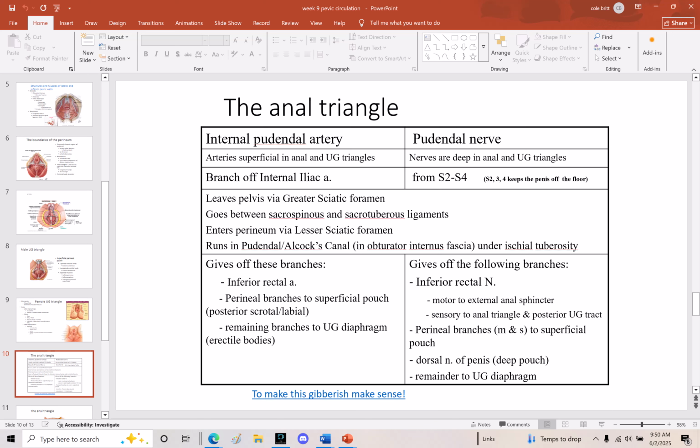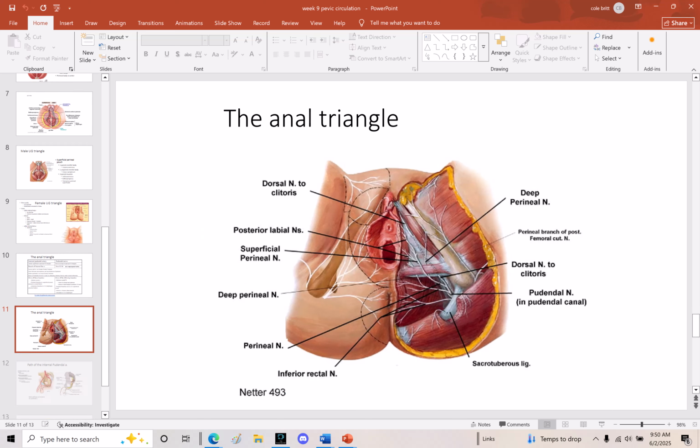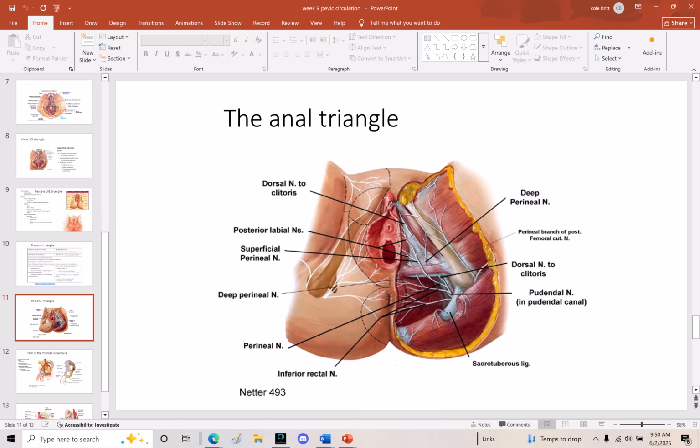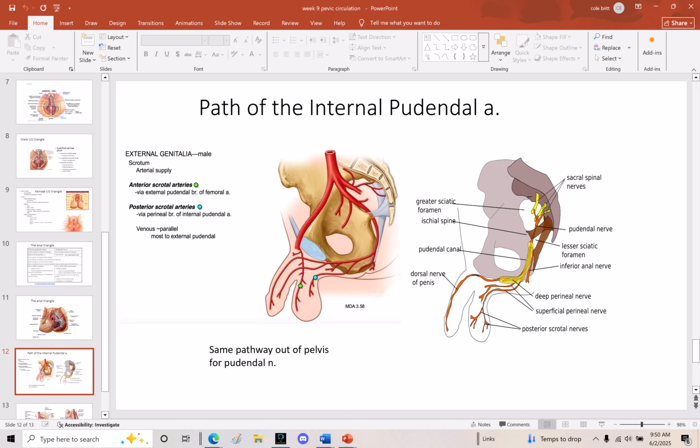All right, so there's the pathway of the nerve right there on the female. You can see here's our pudendal nerve right here. Internal pudendal artery, I showed you the pictures a few minutes ago. Penis, posterior scrotum. Anterior scrotum comes off of this external iliac. A lot of times it comes off with the inferior epigastric.